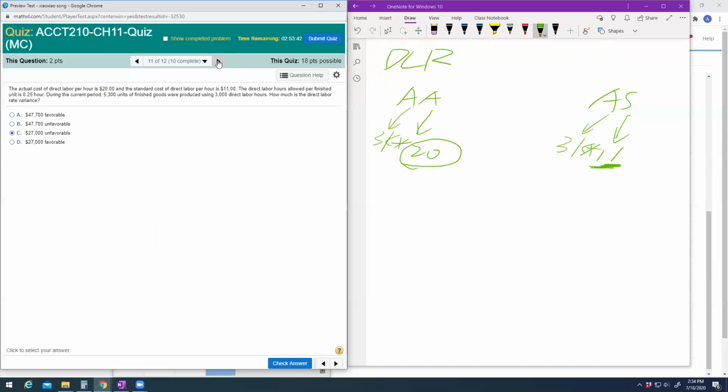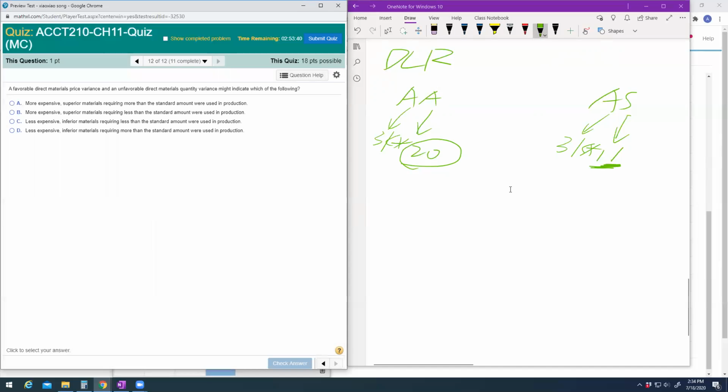Last one says a favorable direct labor price variance and an unfavorable direct material quantity variance might indicate which of the following. This is very similar to a textbook example. Remember, we said you have a favorable price variance but an unfavorable quantity variance. What can be the possible reasons? I'll leave this question to you. I think it's a good question.